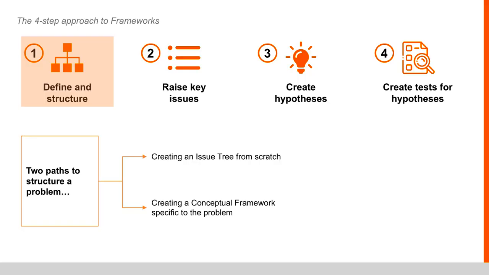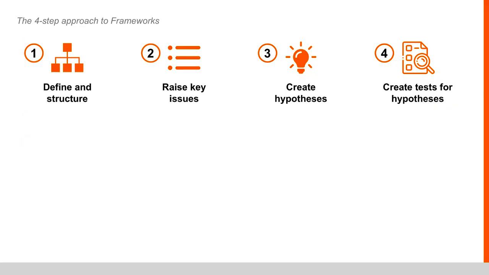If you choose to create a conceptual framework, you again have 2 paths. You can adapt from a proven framework, such as the 3 C's, as I will teach you in the next video, or you can create one from scratch, as I will teach you later in this module. With a well-defined problem and some practice building frameworks, you should be able to come up with the categories in about 15 seconds. The rest of the time you get to create your framework is mostly dedicated to the next few steps. So let's move on to step number 2, raising key issues.